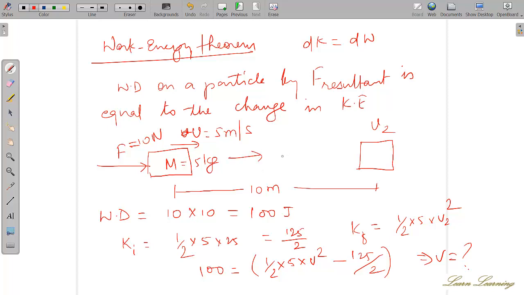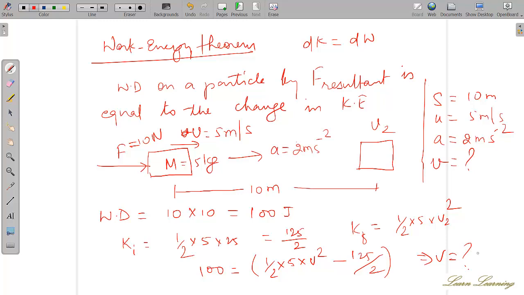The usual way which you have been doing in the previous chapters is, you could have solved and got the acceleration first. So acceleration equals force by mass. Force is 10 newtons, mass is 5, so acceleration will be 2 meters per second square, right? You know that the distance is equal to 10 meters, initial velocity is equal to 5 meters per second, and the acceleration equals 2 meters per second square, and you can get the final velocity. So this is also one way you could have done. This is another way in which you are using the change in kinetic energy, right? Understood?